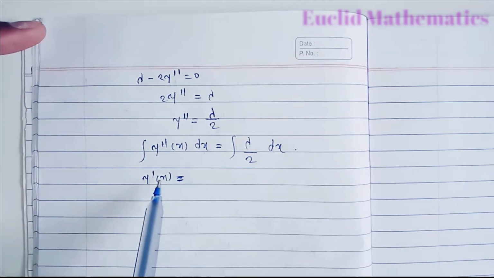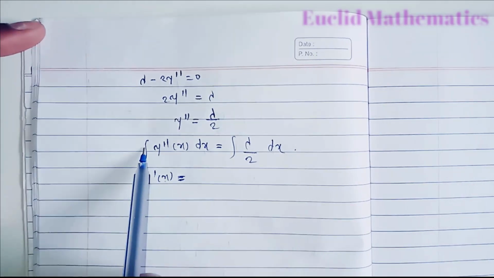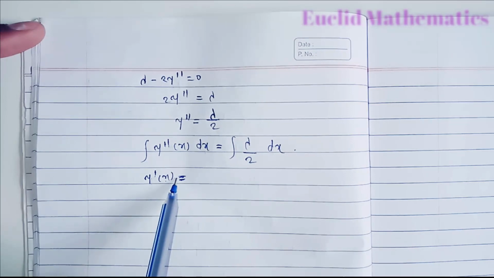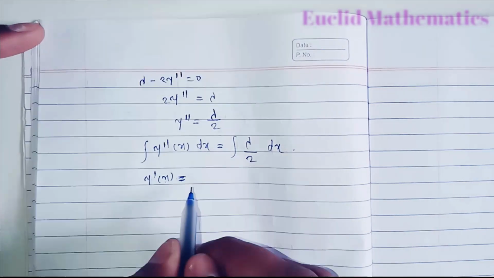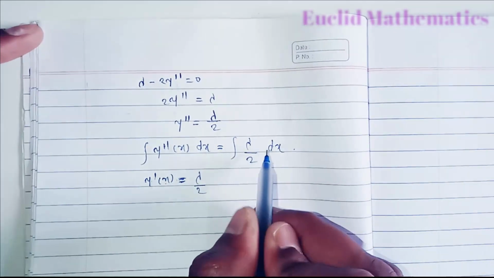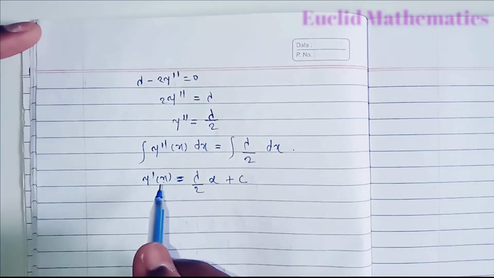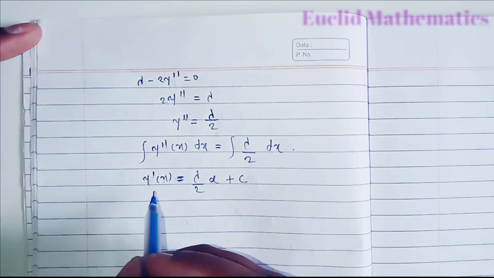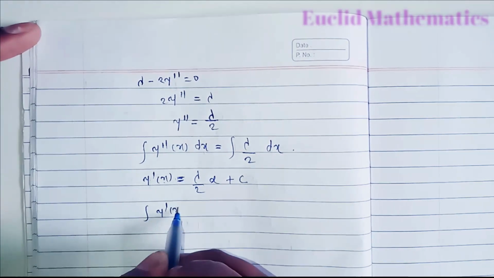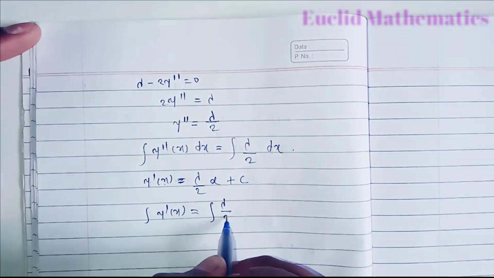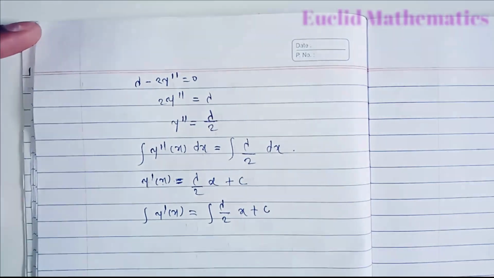That means y'(x): the one differentiation cancels with the integration, remaining y'(x), which equals lambda by 2, a constant that remains the same. The integration of a dx remains x plus c. Integrate once again and we land on our y of x. So the integration of y'(x) equals the integration of lambda by 2 x plus c. Now proceed further.